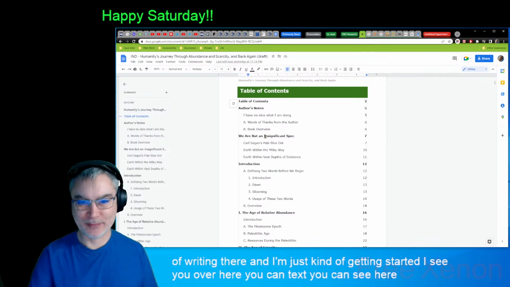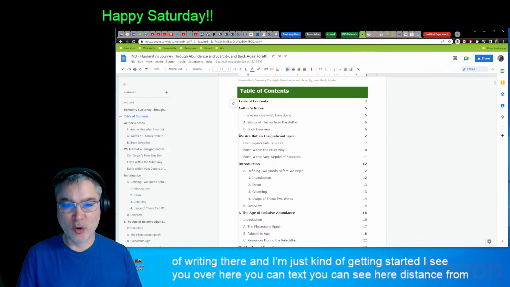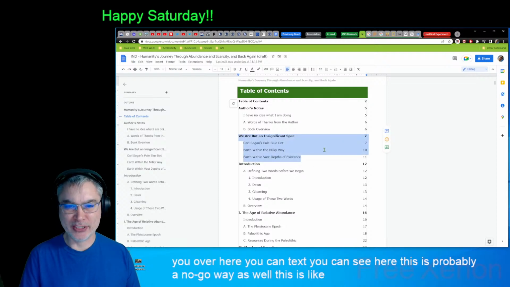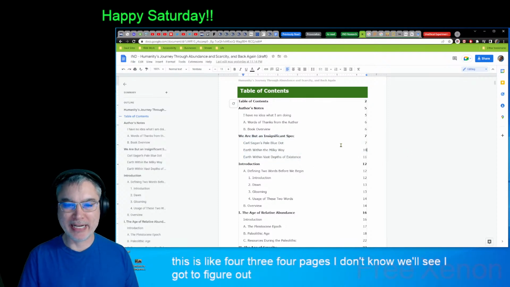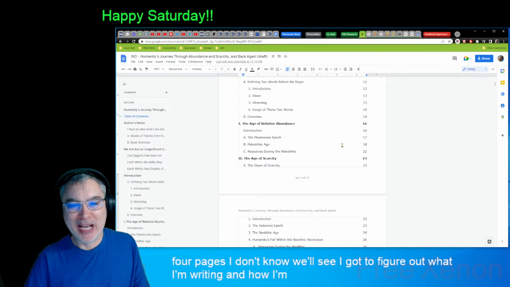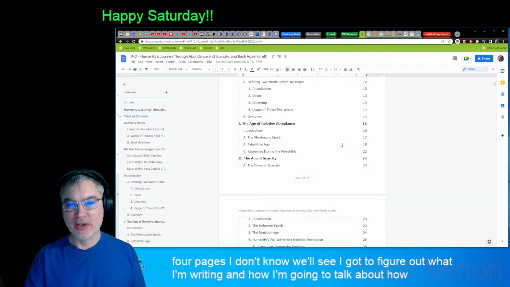Actually, you can see here, this is probably going to go away as well. This is like 4 pages. I don't know. We'll see. I've got to figure out what I'm writing and how I'm going to talk about it and how everything's going to fit together.